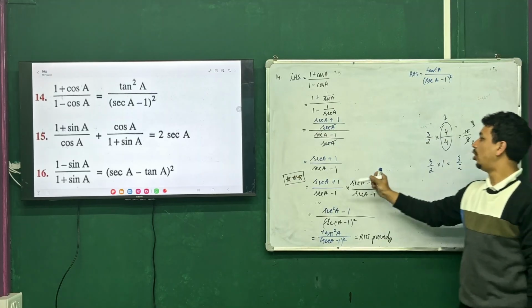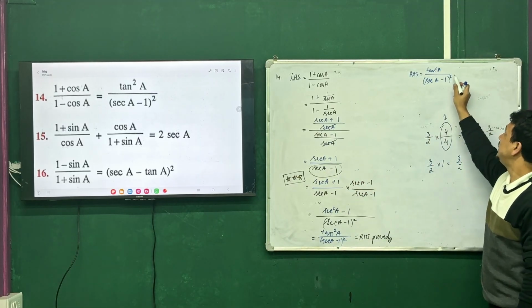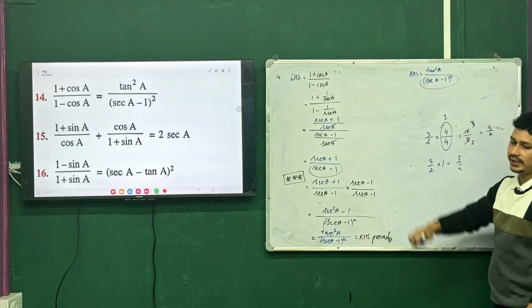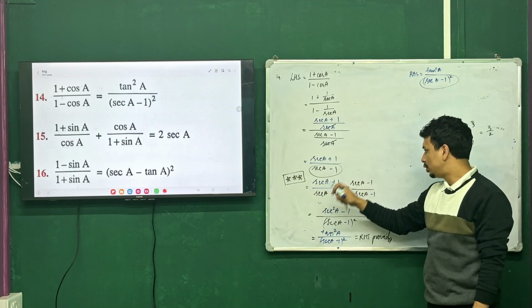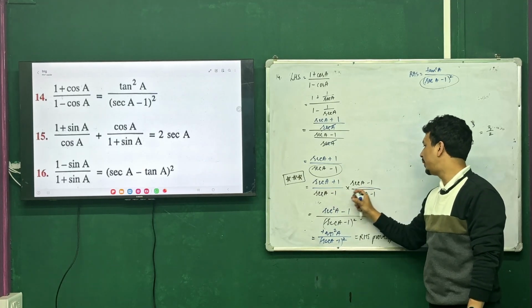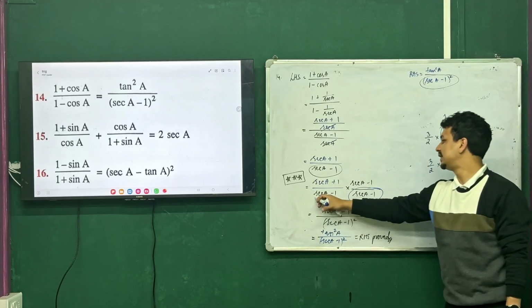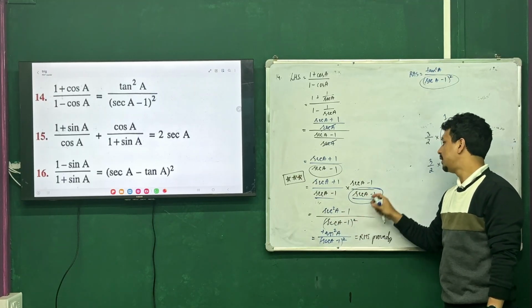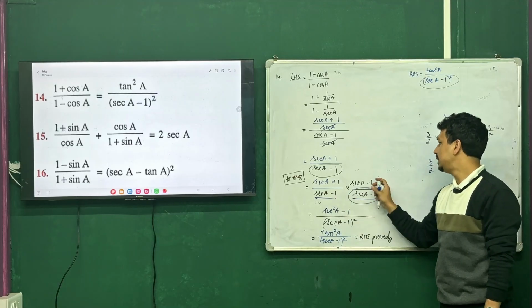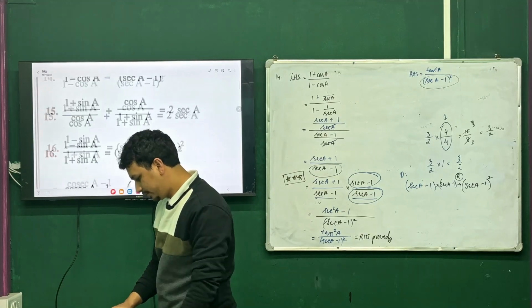Because see, we already have sec minus 1. But what do we need? Sec minus 1 whole thing square. So if I already have sec minus 1, the only way to get sec minus 1 whole thing square is by multiplying it with sec minus 1. Yes or no? Because then sec minus 1 into sec minus 1 will give you sec minus 1 whole thing square. But I can't just multiply the denominator. I also have to multiply the numerator. Please try doing question number 15 on your own.